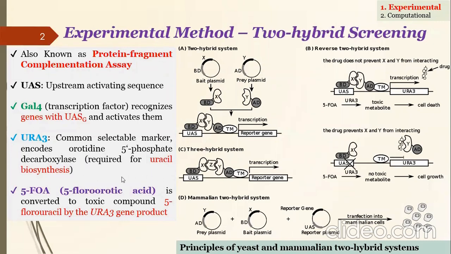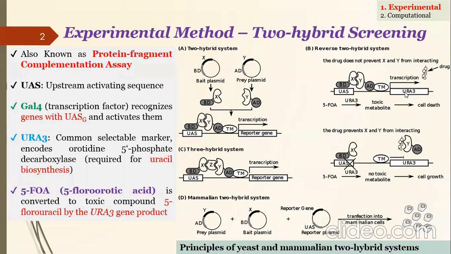This is actually required for uracil biosynthesis. So let's check. Here, at the UAS, the GAL4 transcription factor, if the two proteins are interacting, will bind there. After their binding, transcription will occur, and that will produce URA3.